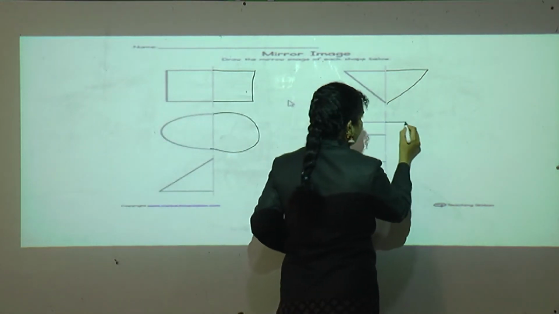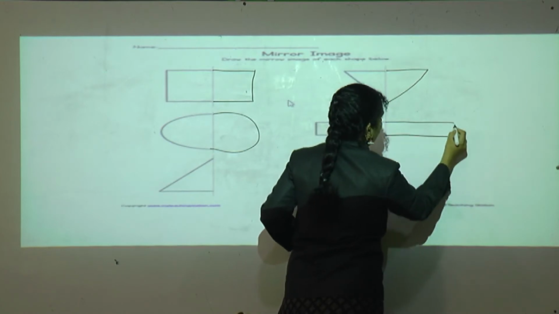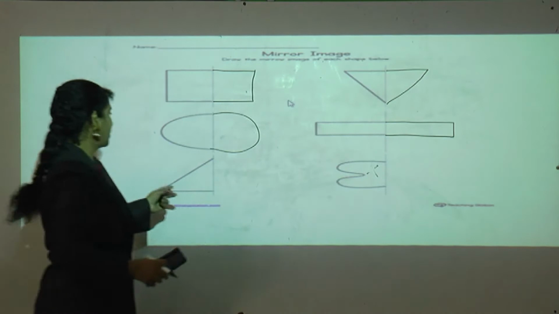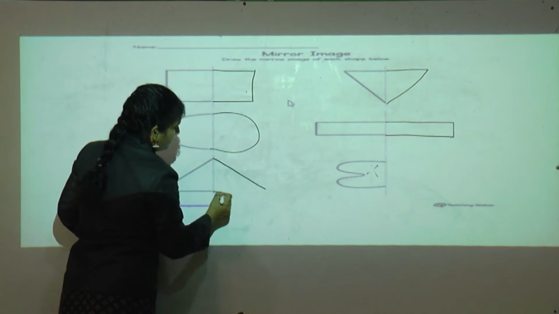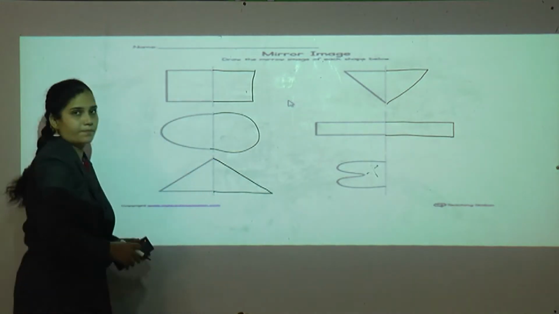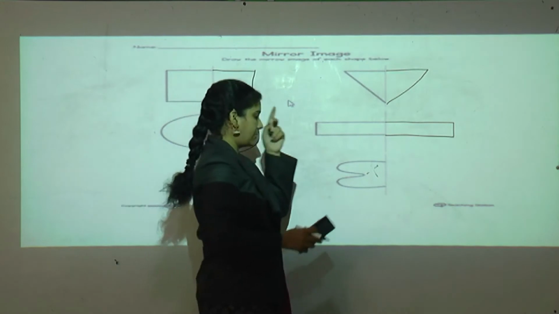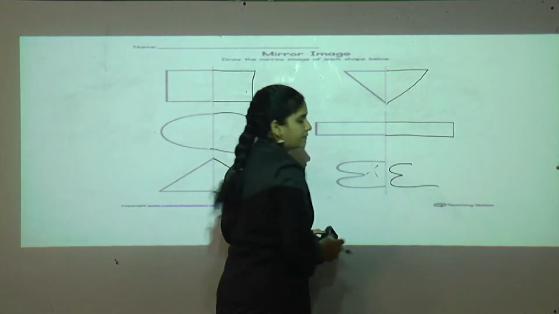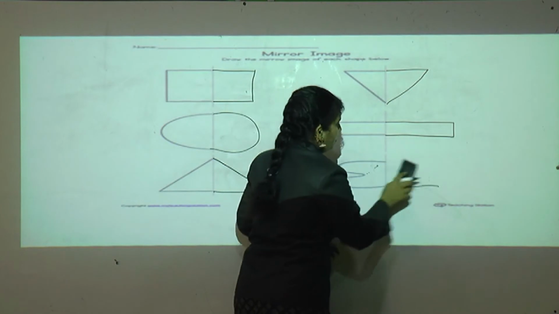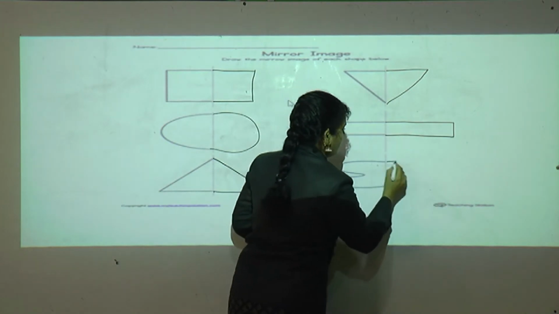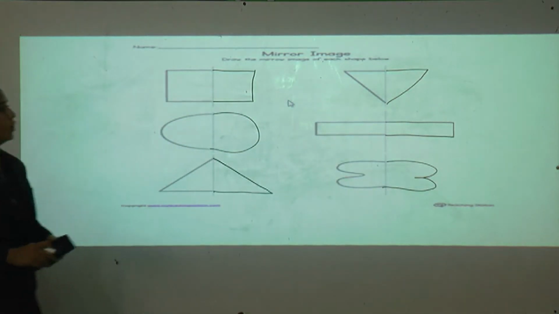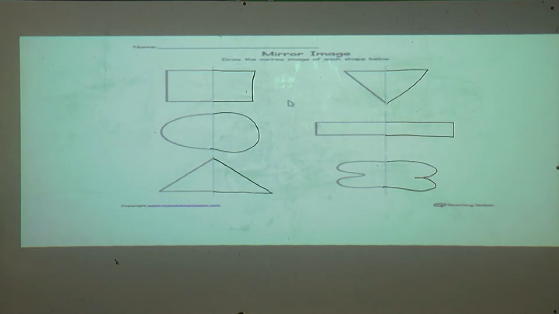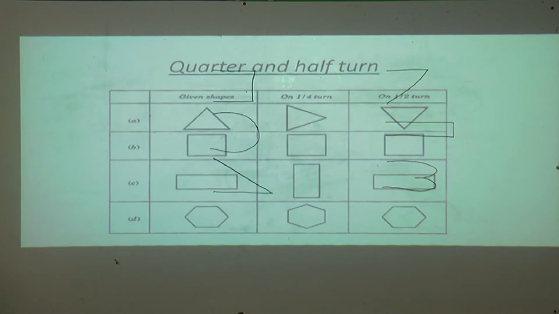Even here also. Now for this shape, can I draw like this? No. So like this we can draw. Now, all of you understood what is meant by mirror image? Yes students? Okay, now we'll see the next point.